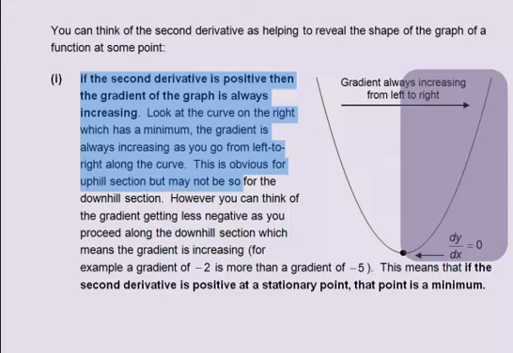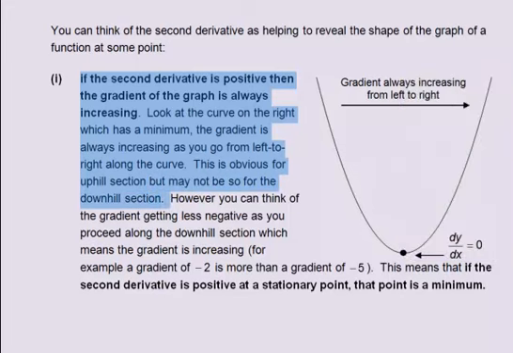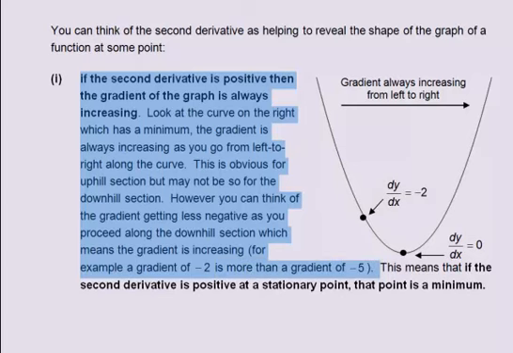But this may not be so obvious for the downhill section. However, you can think of the gradient getting less negative as you proceed along the downhill section, which means that the gradient is increasing. For example, a gradient of -2 is more than a gradient of -5. This means that if the second derivative is positive at a stationary point, that point is a minimum.